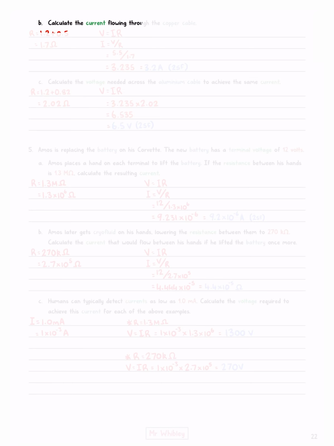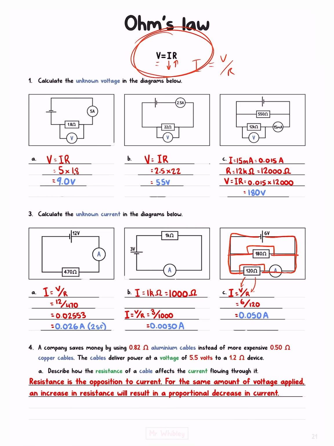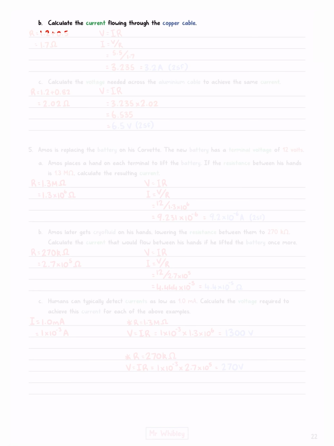Calculate the current flowing through the copper cable. Our copper cable has a resistance of 0.5 ohms, and our device has a resistance of 1.2 ohms. Across these is a voltage of 5.5 volts. And so our resistance is the sum of these resistances, which is 1.7 ohms. And now knowing that V is equal to IR, and therefore I is equal to V over R, we put in our voltage of 5.5, our total resistance of 1.7, which gives us 3.235, or 3.2 amps to two significant figures.